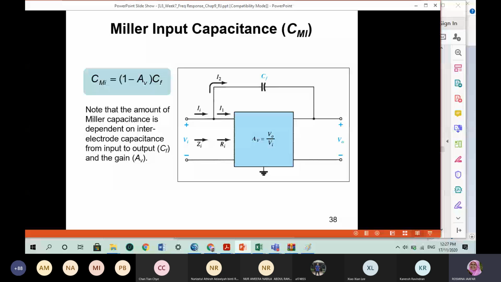And this Miller capacitance, which we refer to as CMI, is actually 1 minus the gain AV times the CF, because if you represent the circuit as a black box having a gain of VO over VI, with the capacitance CF here, you can note that the amount of the Miller capacitance is dependent on the inter-electrode capacitance from the input to the output. It also depends on the gain. So therefore, your CMI is actually 1 minus AV, which is the feedback value.